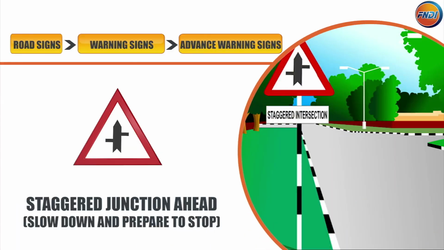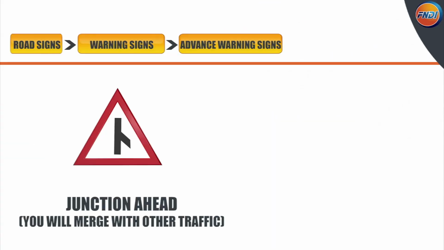Staggered junctions. A staggered junction is a place where two opposite side roads, one from the left and the other from the right, meet the main road slightly offset by a short distance. The staggered junction is found on two-way traffic. Motorists must slow down and be more careful while approaching these junctions, as vehicles might be approaching from the left and then the right.